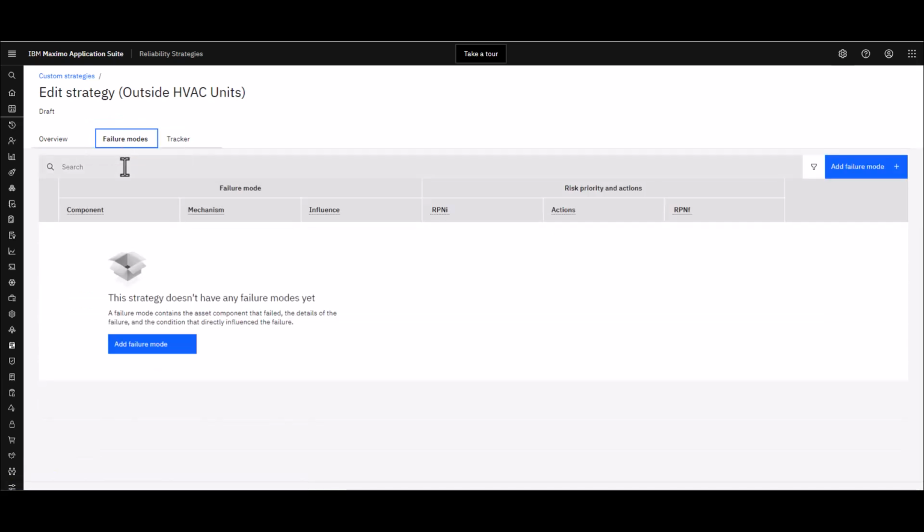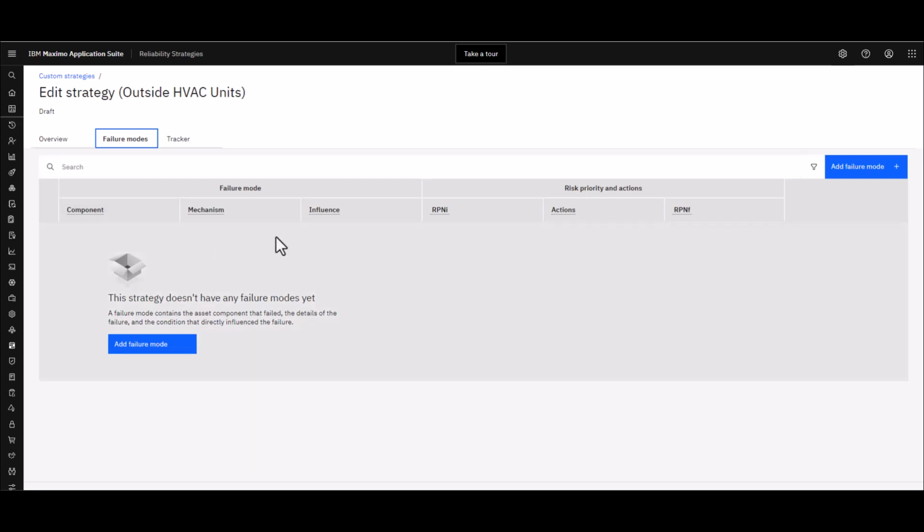So in our example here, I'm just going to add a single failure mode, but certainly you could have many different failure modes across the many different components that make up the particular piece of equipment that you're developing a strategy for. So I'm going to start out here by identifying the components and the failure modes, and then eventually start leading into the RPNs and things like that.